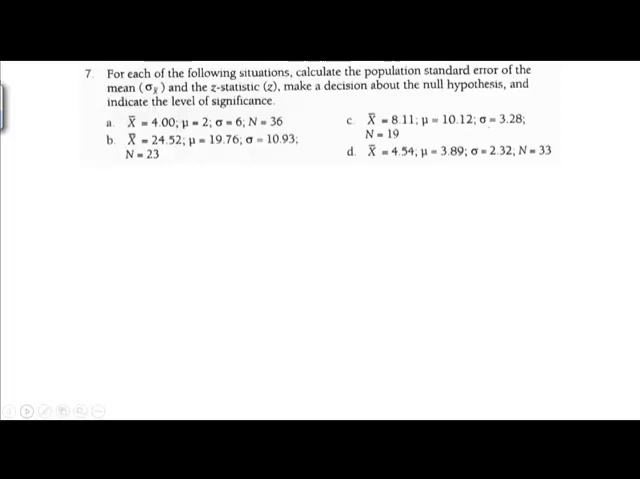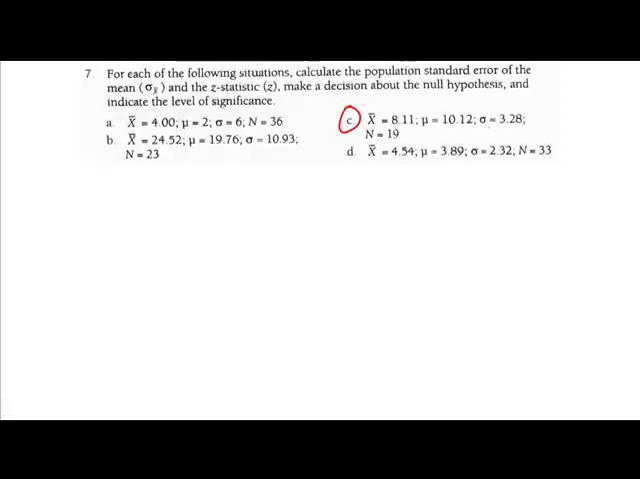Number 7. For each of the following situations, calculate the population standard error of the mean and the z-statistic, make a decision about the null hypothesis, and indicate the level of significance. This is just like the last one. I'm only going to do one of these. Let's pick, I don't know, let's pick C.